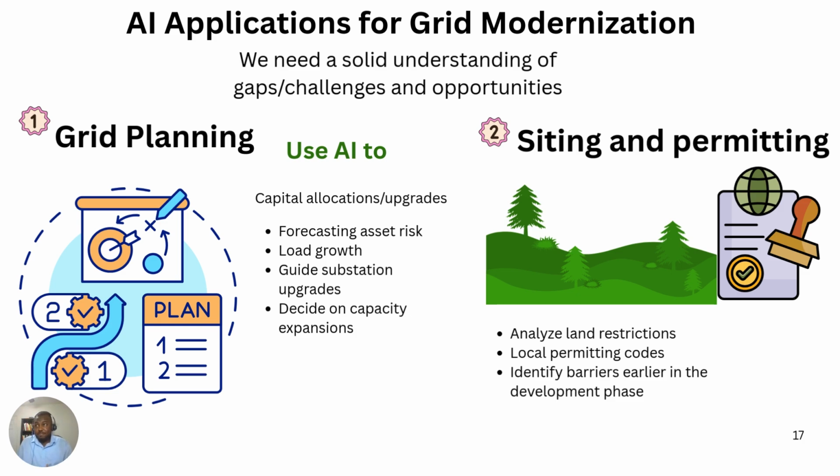Siting and permitting is also one of the things that we can use AI to do. How can we do this? If you have ever designed a plant, you know there's a lot of permitting. You need to go through land acquisition. You cannot just build a transmission line along the road.